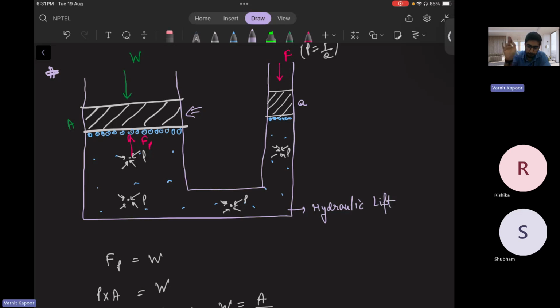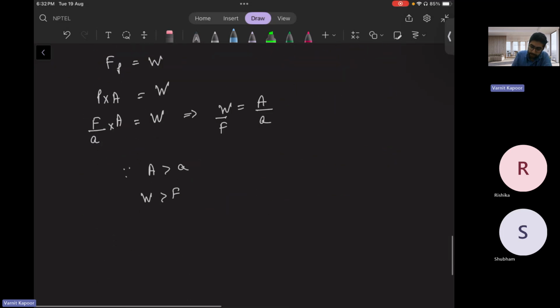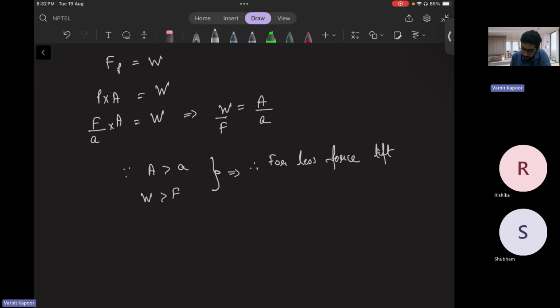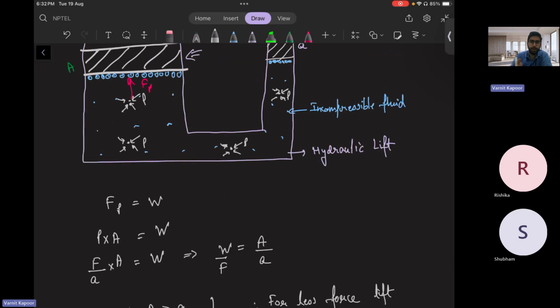Hydraulic lift. And the fluid here is incompressible. Mark my points. The fluid is incompressible fluid. So what we can say here is that therefore, for less force, the lift has more effect. So for less amount of pressure, you can lift up. That's what happens in a hydraulic jack.